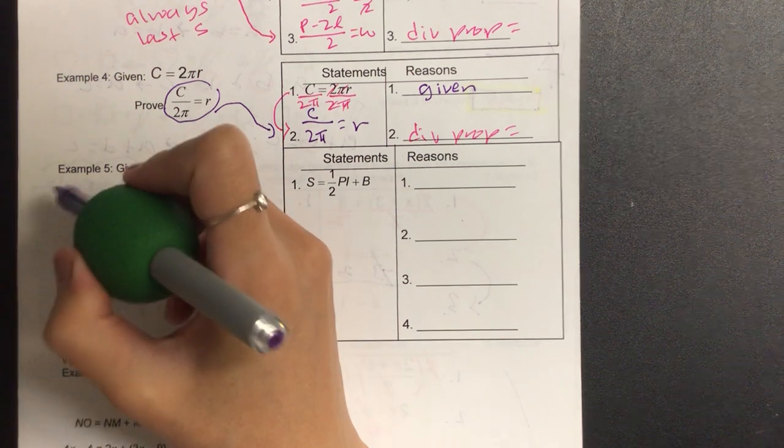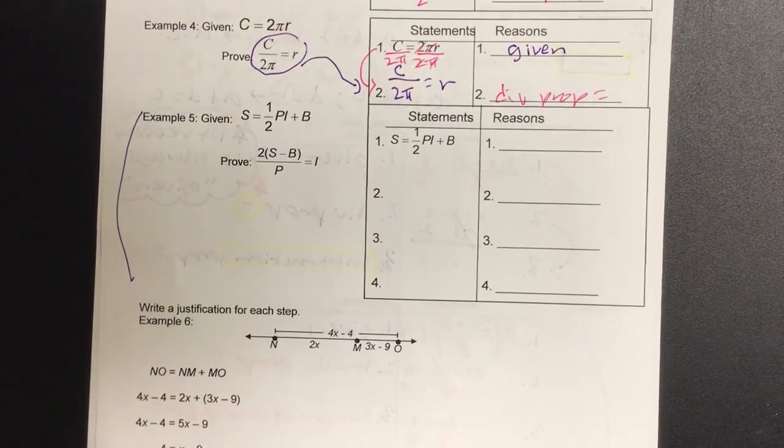Okay, let's try the last one with the partner. Go. Talk to your neighbor. You can even talk to yourself if you want.